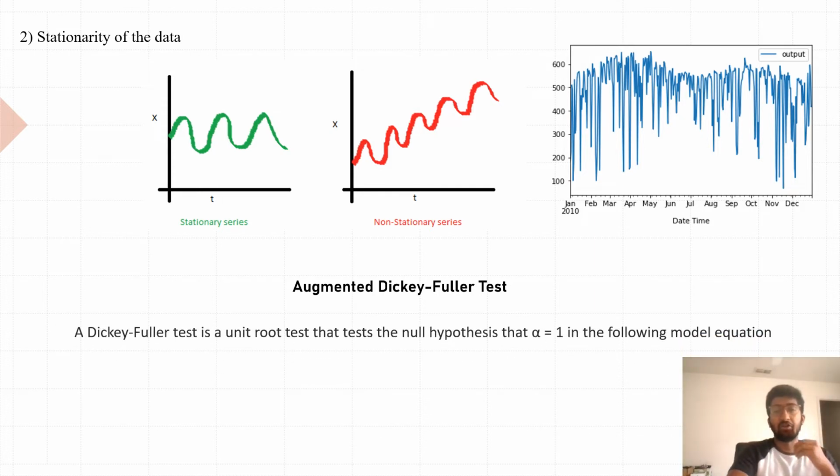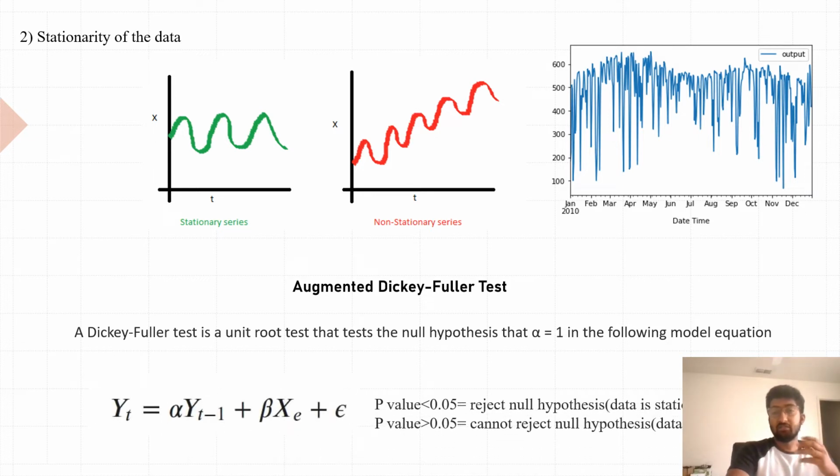So this is basically a unit root test that will test the null hypothesis, which we consider as alpha equals 1. Then we calculate the z-score and the p-value, and if the p-value is less than 5%, we reject the null hypothesis, meaning that the data is stationary. And if the p-value is greater than 5%, we cannot reject the null hypothesis, so we conclude that the data is non-stationary. This test is done if the data is not stationary, but in our case, the data was pretty stationary, as you can see in the figure and the graph. So we do not have to do this test for our analysis.